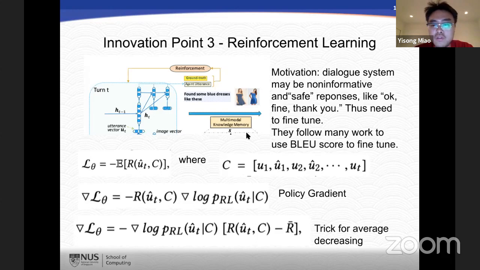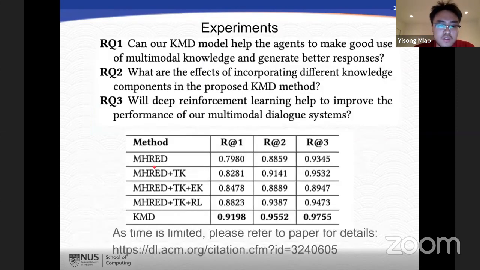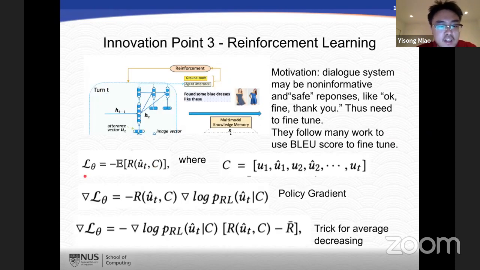If you don't know, BLEU score is originally used in the field of machine translation to measure the quality of machine translation. It measures the overlap between a source language and the target language. The more overlap, the higher the BLEU score is, right? So let's see this function here. R is the reward function. It is calculated between the latest utterance by the agent and the context, right?